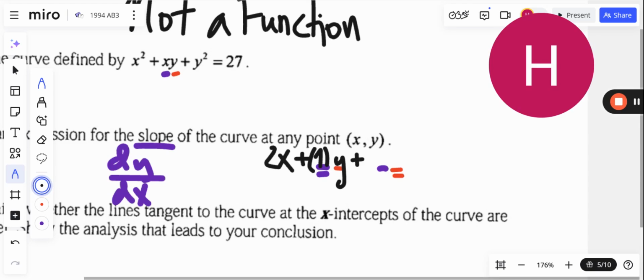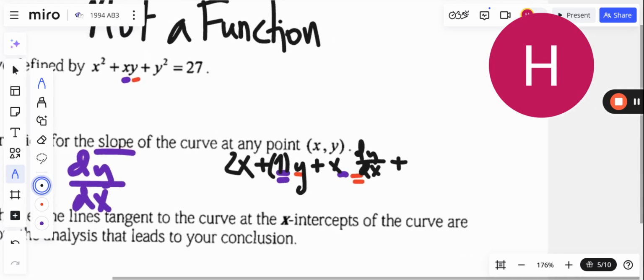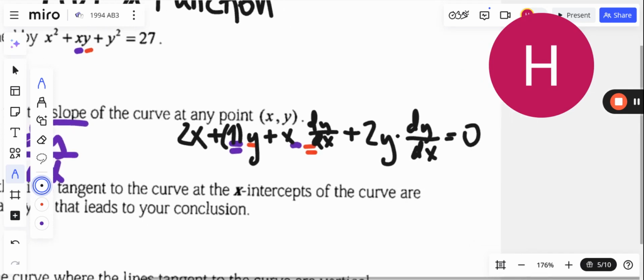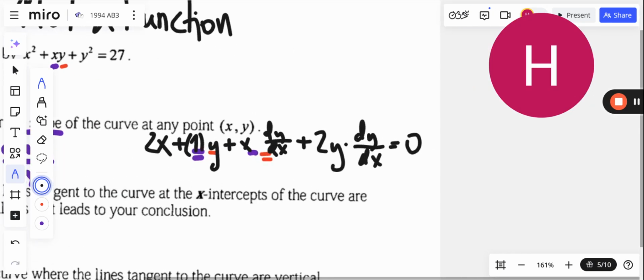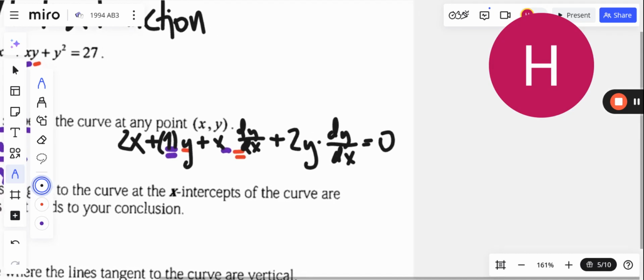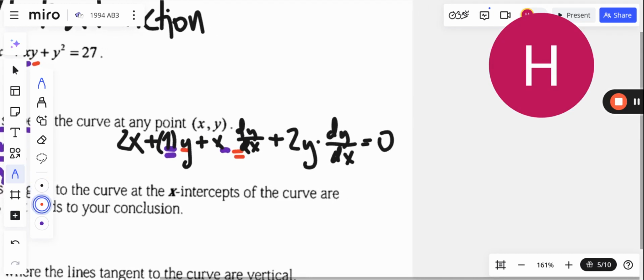Plus, now we're going to leave the x the same. We're going to take the derivative of the y, and that is our desired dy dx. Now, we still have some more stuff on the left side, so that's plus 2y, just from the power rule. But like I said, anytime we take derivative of y stuff, we're going to have dy dx. And on the right side, we just have 0. So in order to find the slope of the curve, dy dx, we have to isolate dy dx. So we're going to move anything that does not have dy dx to the right side. That means we're going to subtract 2x and we're going to subtract y, negative 2x minus y.